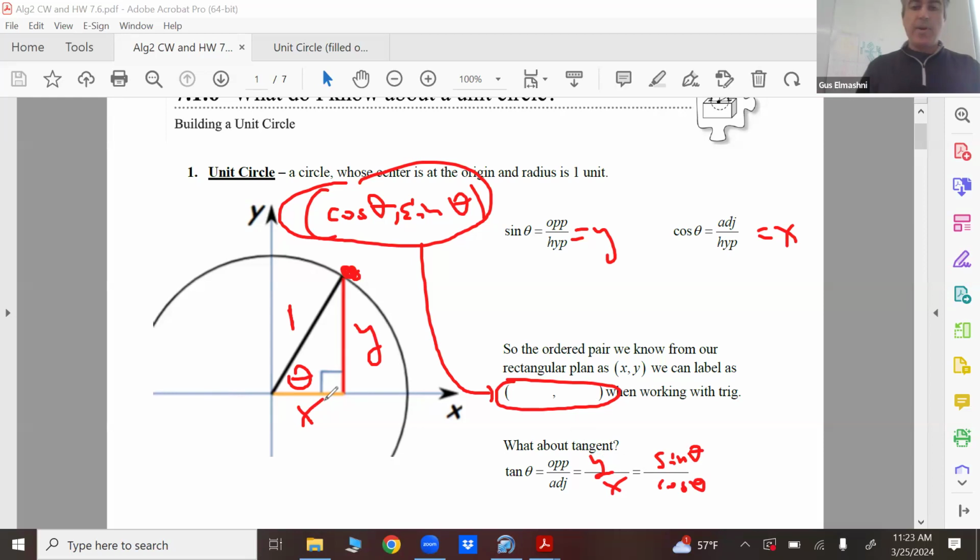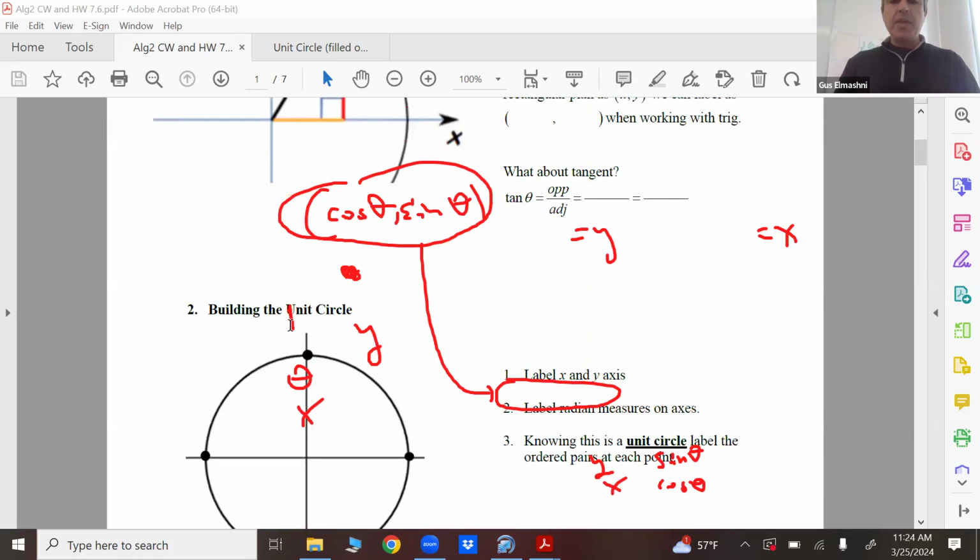Again, 0, 0 is where it starts. Radius is 1. The horizontal leg is x. The vertical leg is y. That should be intuitive. Again, the hypotenuse is 1 because that's a radius. Sine is y over 1, which is opposite over hypotenuse, or y. Cosine is adjacent over hypotenuse, which is x over 1, or x. Tangent is opposite over adjacent, y over x. Sorry, I said cosine. We're good. So all's okay? All right, let's keep moving.